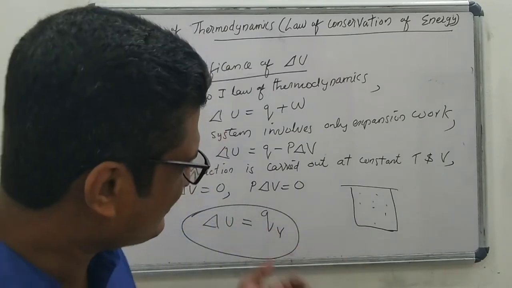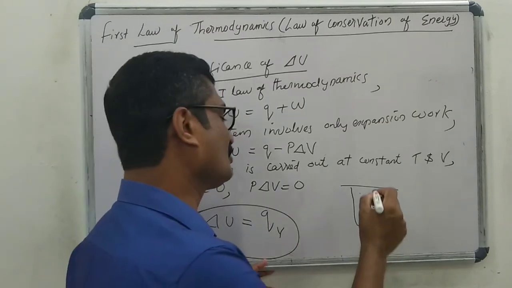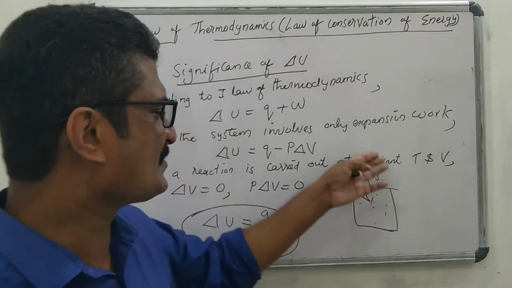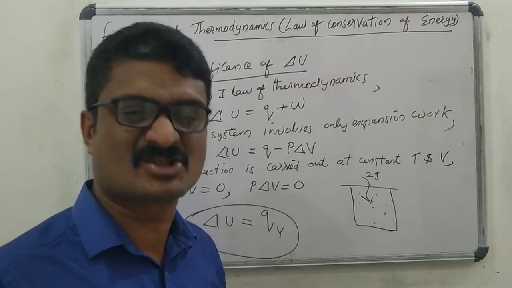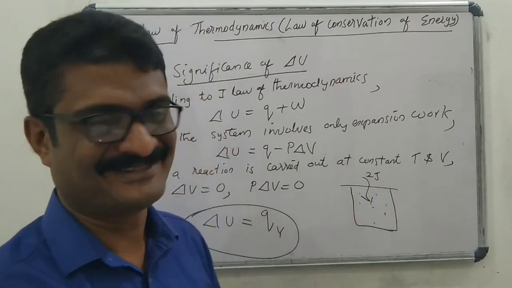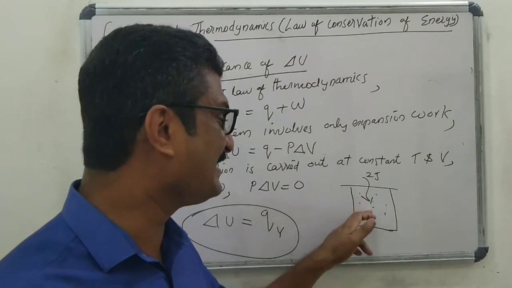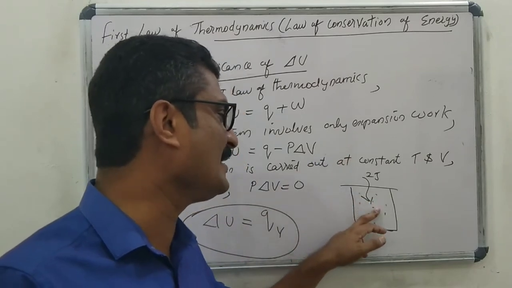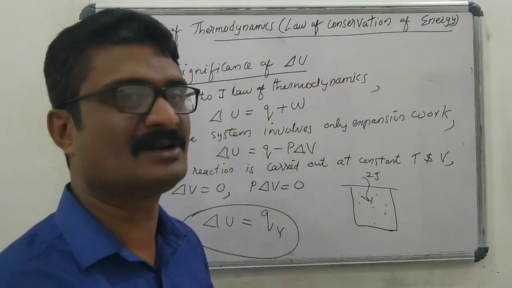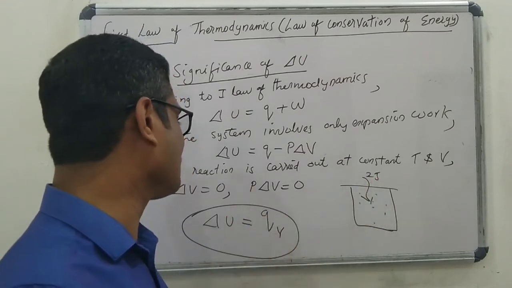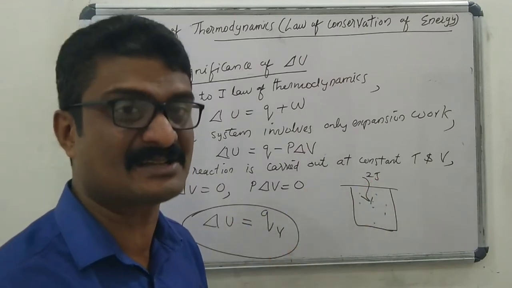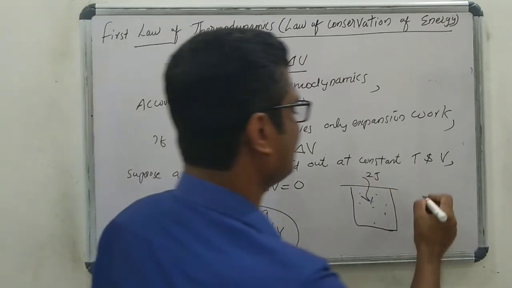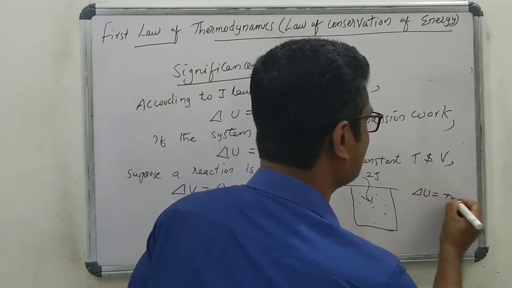Okay, suppose 2 joule of heat flows from the surroundings to this system during that reaction. That means heat change that takes place at a constant volume is 2 joule. That 2 joule represents delta U. That energy change that takes place at a constant volume represents delta U. We can say delta U equal to plus 2 joule.